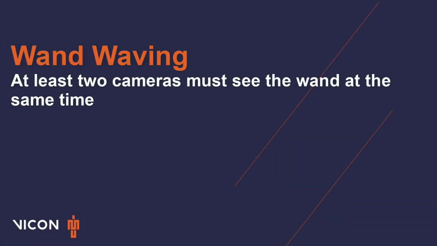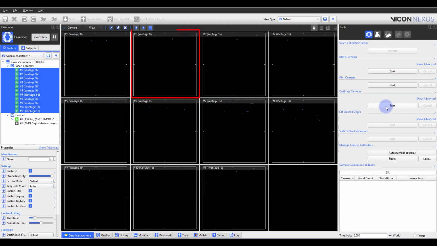Now let us dive into some basic wand waving tips. At least two cameras must see the calibration object at the same time for a rainbow to populate and a frame to be collected for calibration calculations. This means you will never be able to calibrate your system by focusing on one camera at a time.